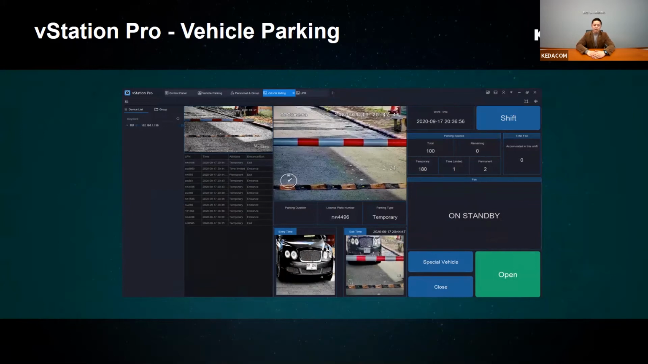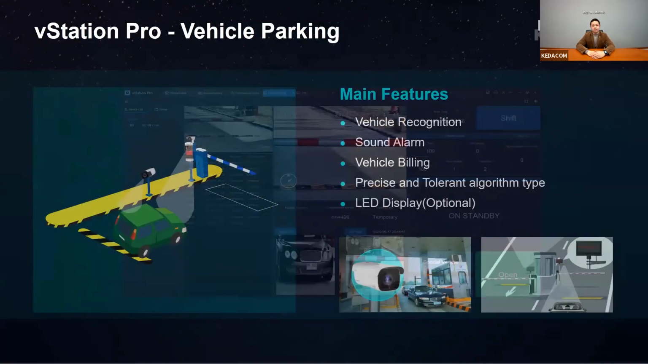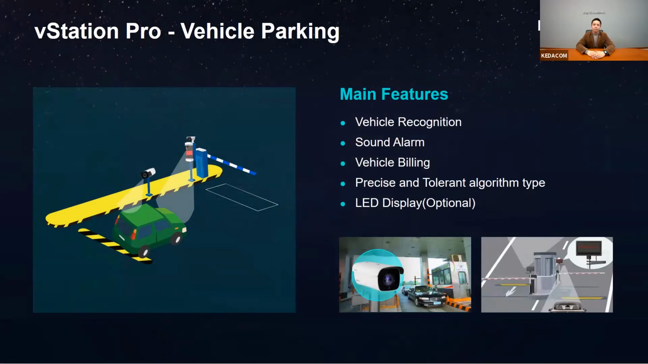Therefore, to sum up briefly, there are the following features for these two modes: license plate recognition, sound warning, vehicle billing, and LED screen display, which is optional. Among them, license plate recognition as a core function provides a technical basis for other features.